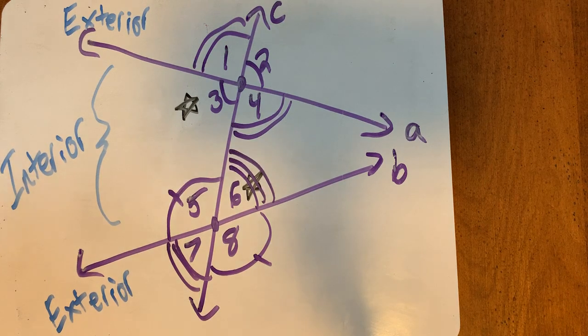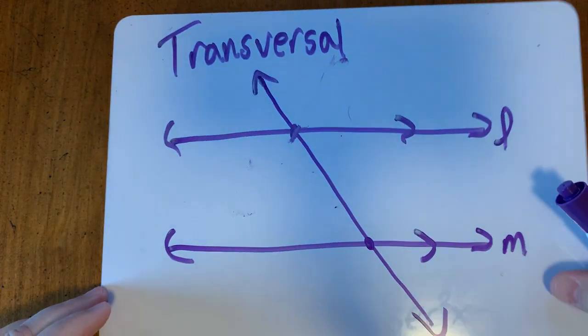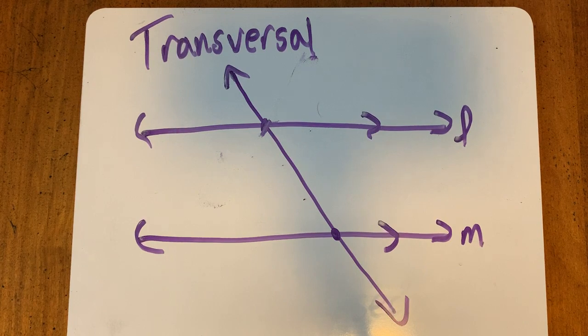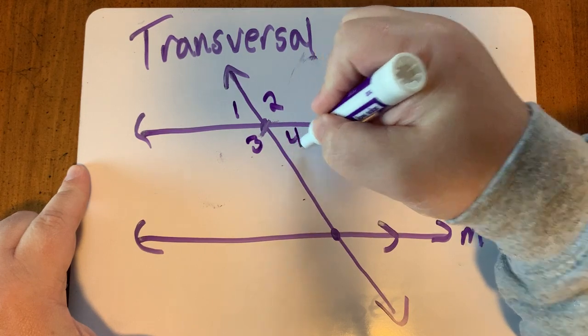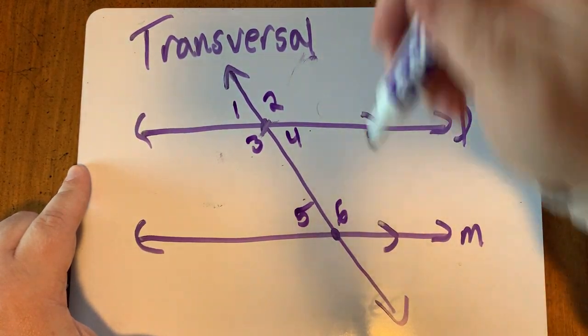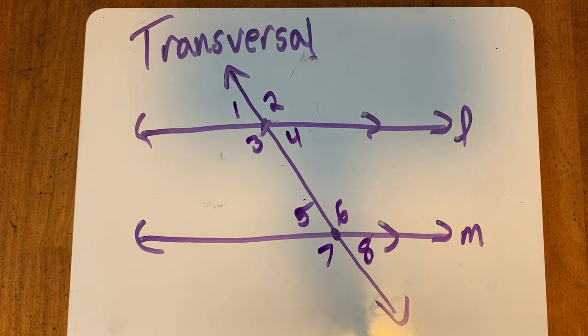But that brings us to our next set of rules. Our next set of rules is going to help us with their measures. And it's only going to help us when the lines are parallel. So I told you this slide would be coming back. So 1, 2, 3, 4, 5, 6, 7, 8. So we've got our angles. We know how to classify them. We know the corresponding, the alternate interior, same side interior, alternate exterior, and same side exterior.